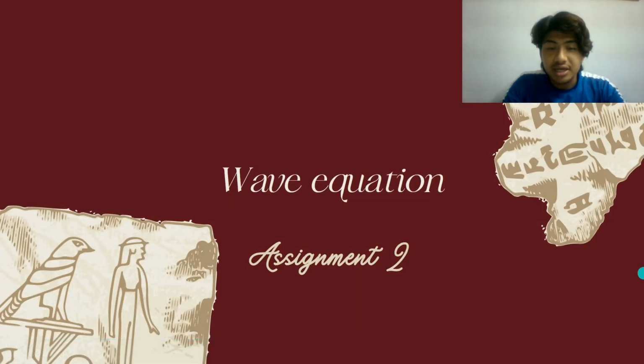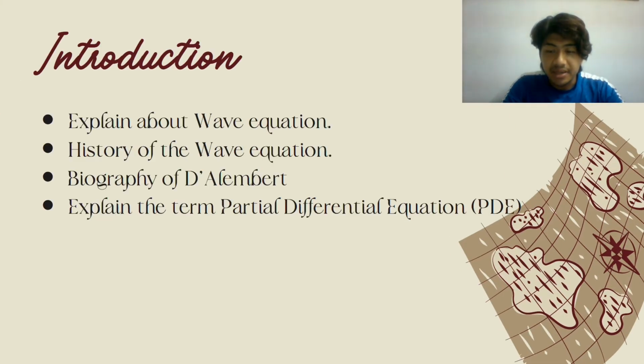So we move on to the next assignment. This is assignment 2, and the title is wave equation. The first page is the introduction. I put some explanation about the wave equation, then I write the history of the wave equation, and then I put some biography of D'Alembert, who is the founder of the wave equation itself, and then I explain the terms of partial differential equation (PDE).